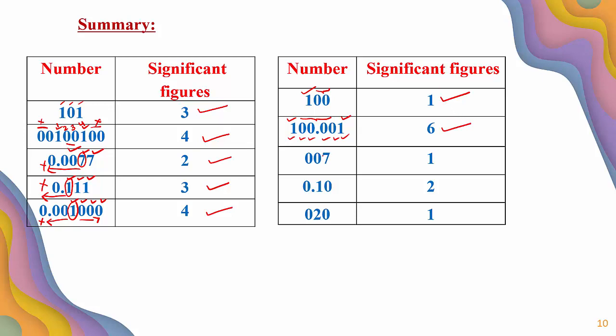In the next example, 007. Zeros are not considered. Only the non-zero digit is a significant figure. So only one significant figure is present. Then next example, 0.10. So 1 is the first non-zero digit. On its left side we are not going to consider. On the right side we can consider. So totally there are two significant figures. Last example, 200. The zeros we are not going to consider because this is not less than 1. So only one significant figure is present.